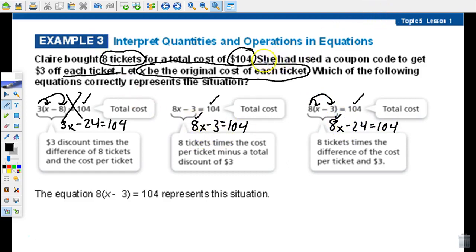Now, for the final piece of the puzzle, she had used a coupon code to get $3 off each ticket. So that should be 8 tickets times $3 off. Ooh, I should probably circle this whole thing. 8 tickets, $3 off each ticket. So that would be 8 times 3, which is what I did here. So this equation is wrong. This would only be 1 ticket. So this is wrong. This is right. Sorry. This is right. It is the third one.